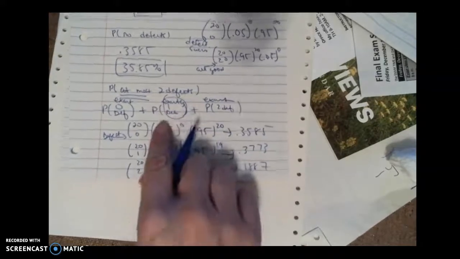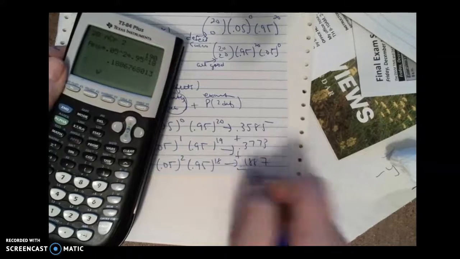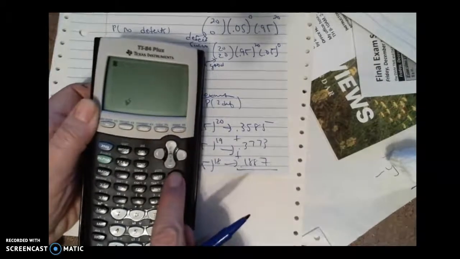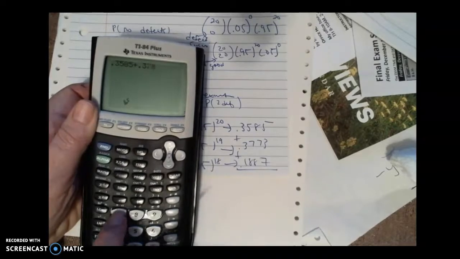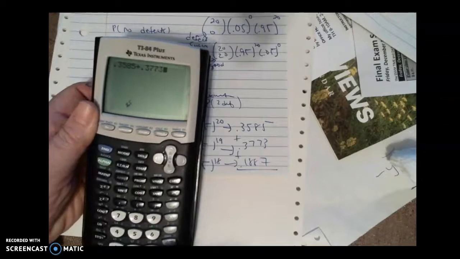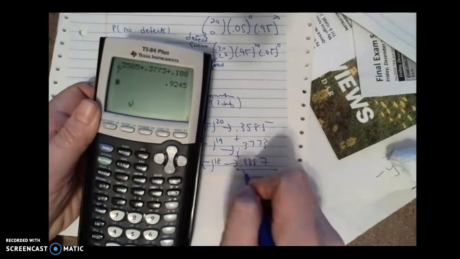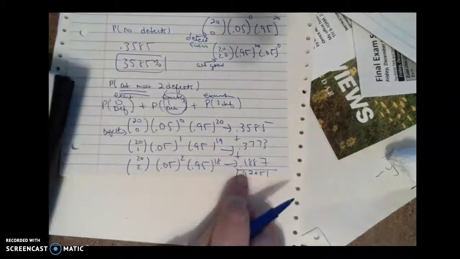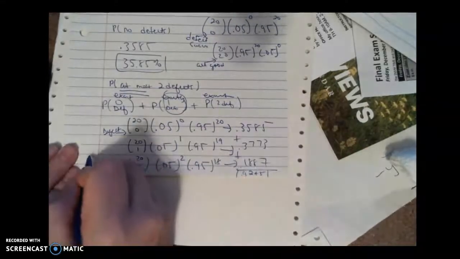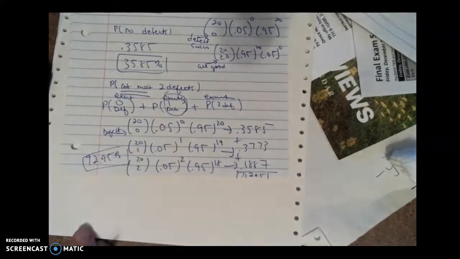And again, on an or situation, at most, at least, whatever, you're going to add up. So I'm going to add those up. 0.3585 plus 0.3773, plus 0.1887. And I get 0.9245. So better than 92. So if I combine these and multiply by 100, so about 92.45% probability.